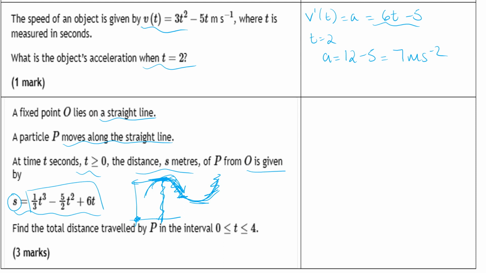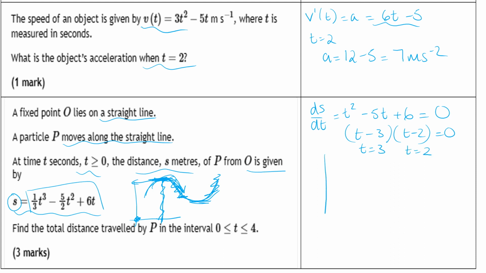We need to differentiate. So ds by dt. So power down, cancel with that 3, we're just going to get t squared minus 5t plus 6. Now to find the max and min, we need to equate that to 0, and we'll factorize: t minus 3 and t minus 2. So t is equal to 3, t is equal to 2.